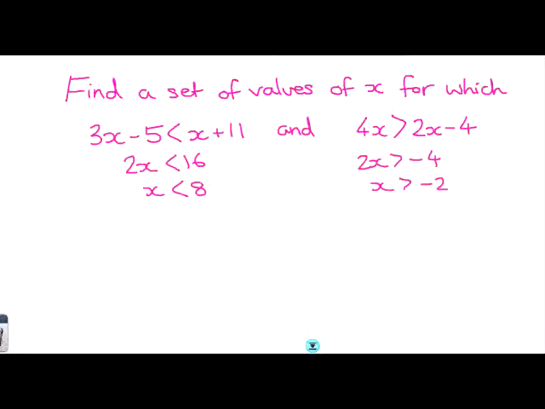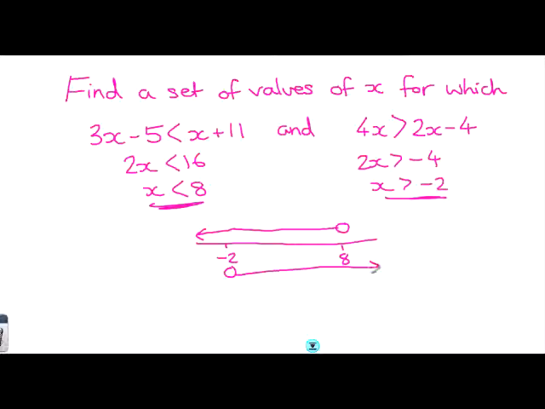So the easiest way to do this is, if you think of a number line, I'm going to just try and draw it a little bit more horizontal than that. There we go. So here we've got 8, and we also need minus 2. So this first one here, x is less than 8, where we say, well, it's all of these numbers here. And this one on the right, where x is more than minus 2, well, it's all of those numbers there.